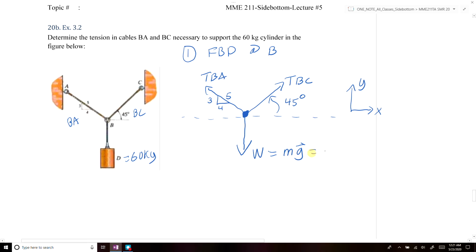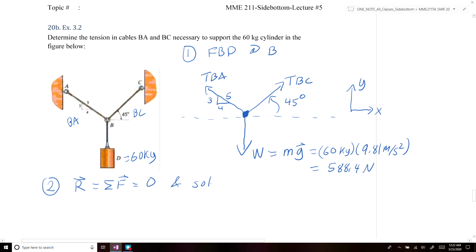I guess we could also solve for the total weight by multiplying the mass by 9.81 meters per second squared. If we do that, we end up getting 588.4 newtons. The second part of the problem is we're going to set our resultant force, which is just the sum of all of our forces, equal to 0, and solve for our unknowns.